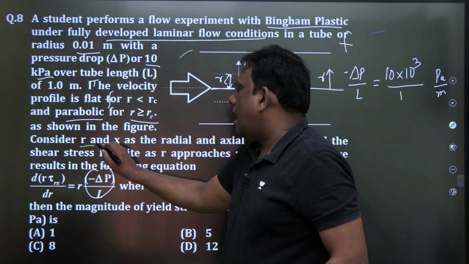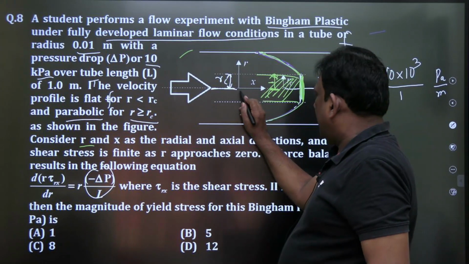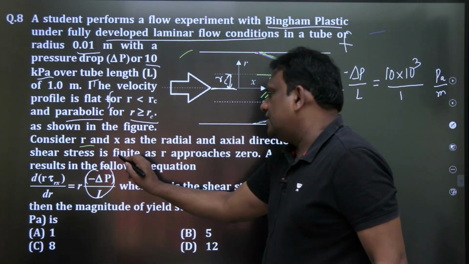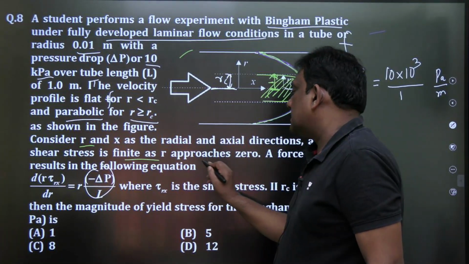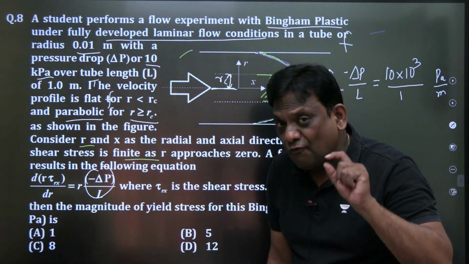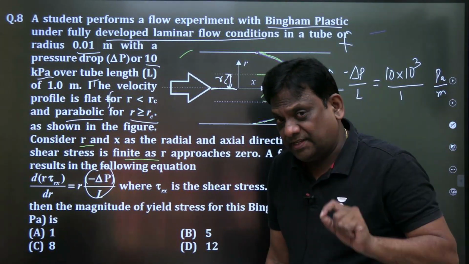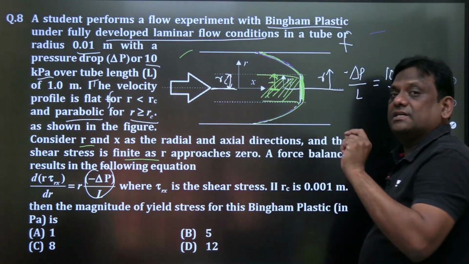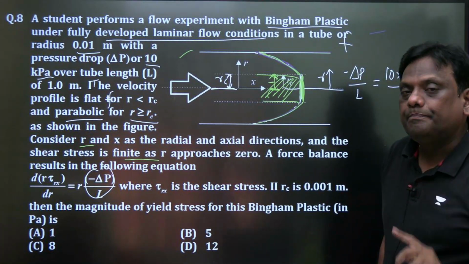And consider r as radial and x as the axial direction. And the shear stress is finite as r approaches 0. My dear students, for a Newtonian fluid we have seen along the central axis the shear stress is 0.